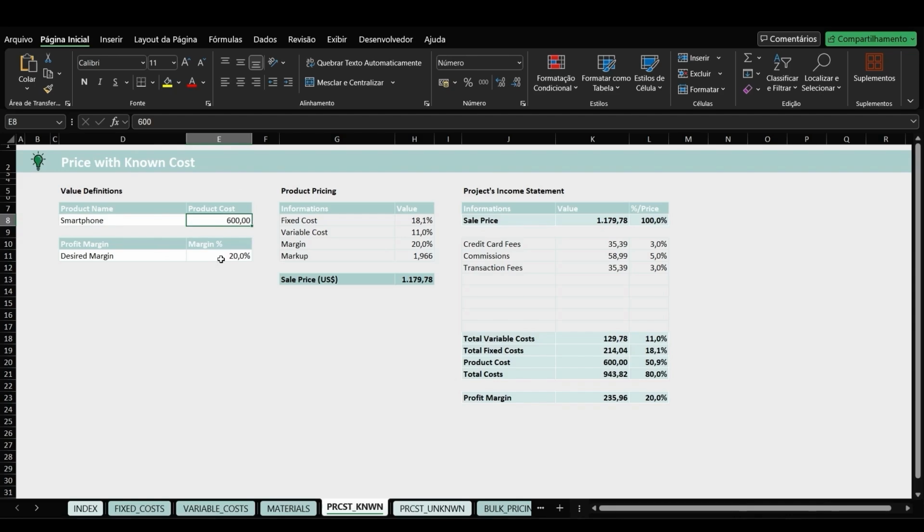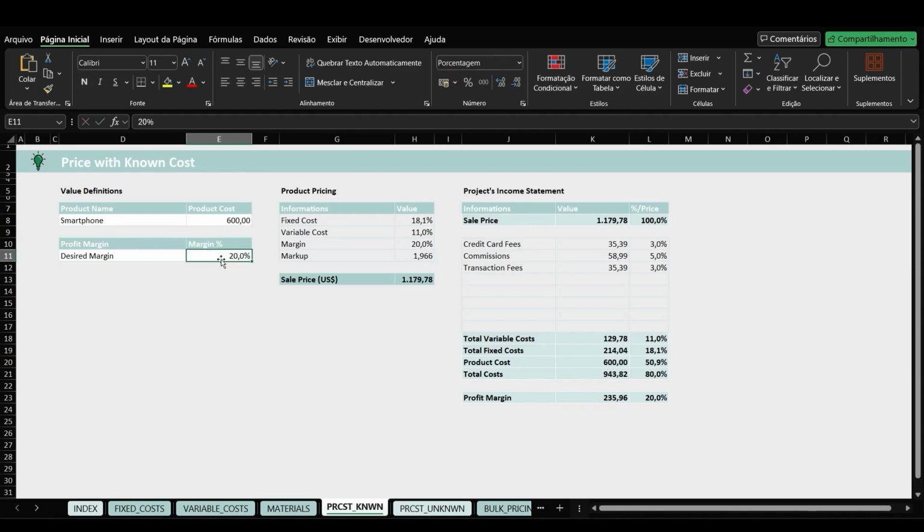What is the desired margin? It's a percentage that represents your profit after paying all the fixed costs, variable costs, and the cost of the goods. If at the end of the month, for example, you've sold $10,000 and you have a profit margin of 20% in your product pricing, that means 20% of $10,000 is $2,000. That's your profit. You'll be able to cover fixed costs, variable costs, the cost of the products you bought, and still have a profit of $2,000 left over. So this percentage that you enter here is quite important.